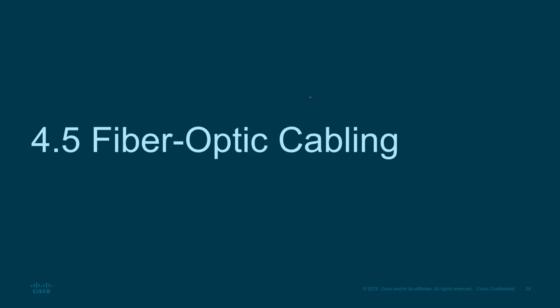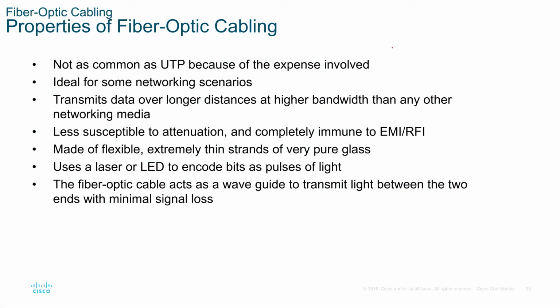Fiber optic cabling is not as common as UTP because of the expense involved. It's ideal for some networking scenarios, such as if I am running a cable under the ocean, I do not want to use copper because of the corrosion of the salt water. So fiber is perfect for that. If I'm running underground, fiber is perfect for that because of the moisture and the corrosion characteristics.